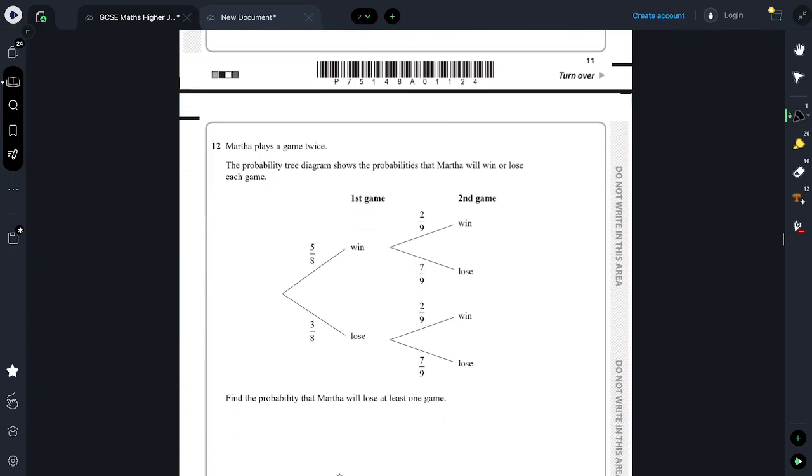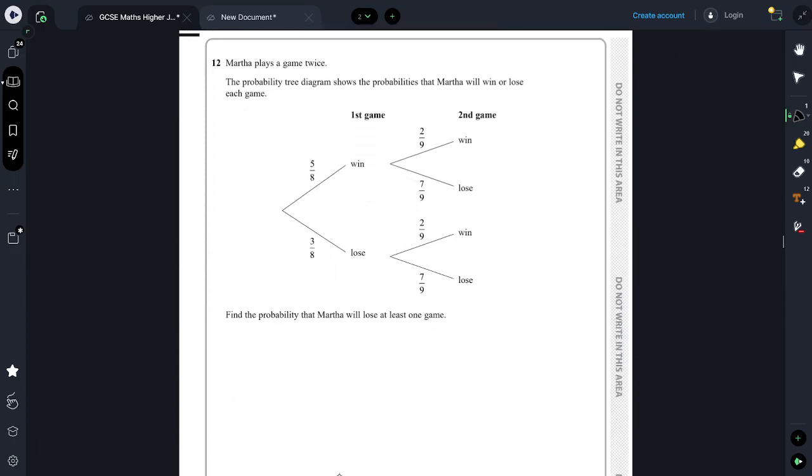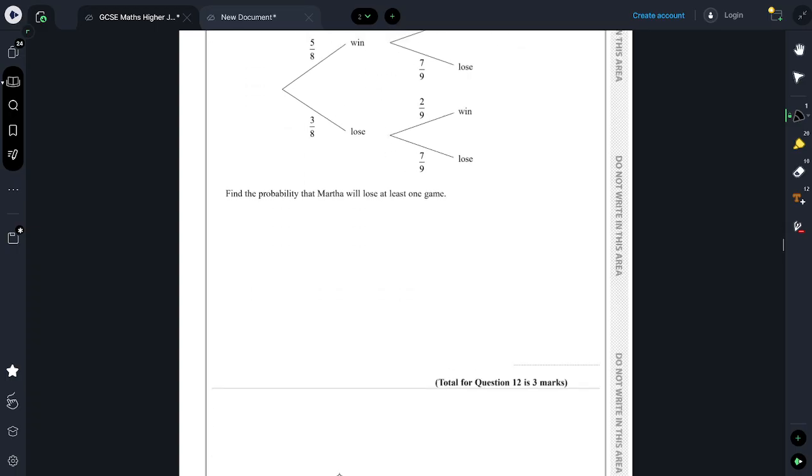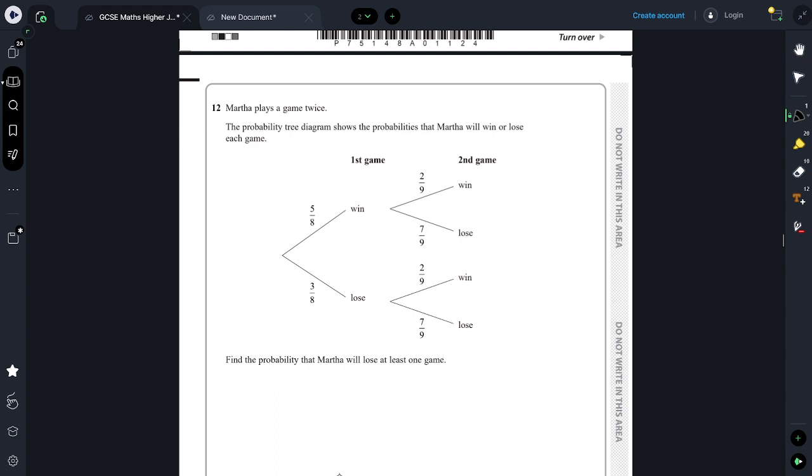Okay, well, question 12 now. Martha. We've got a tree diagram, so it's a probability question. She plays the game twice, which is here. The tree shows the probability she wins or loses. Find the probability that Martha will lose at least one game. What does that mean, at least? Well, the wording is crucial here. She loses at least, well, at least once.